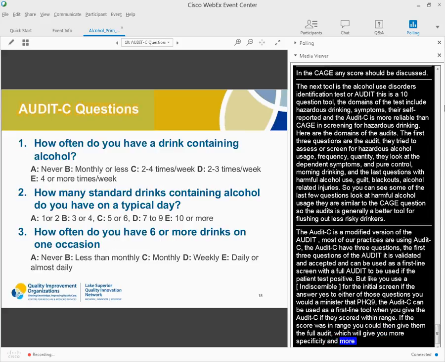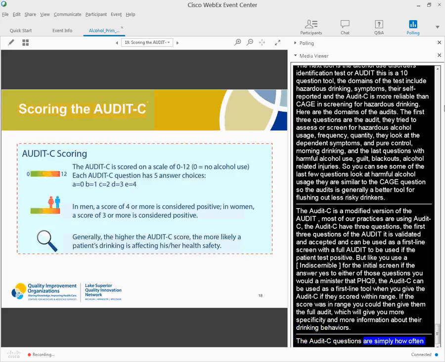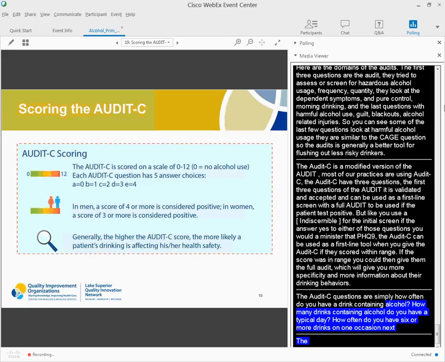So the AUDIT C questions are simply, how often do you have a drink containing alcohol? How many standard drinks containing alcohol do you have on a typical day? And how often do you have 6 or more drinks on one occasion? Next slide. And so the AUDIT C is scored on a scale of 0 to 12, 0 being no alcohol use, and each AUDIT C question has 5 answers, scored 0, 1, 2, 3, or 4. In men, a score of 4 or more is considered positive. In women, a score of 3 or more is considered positive.